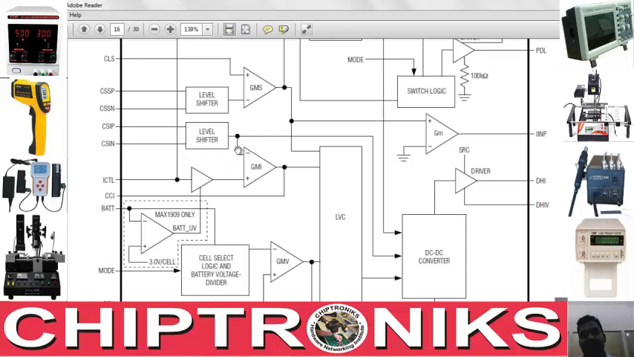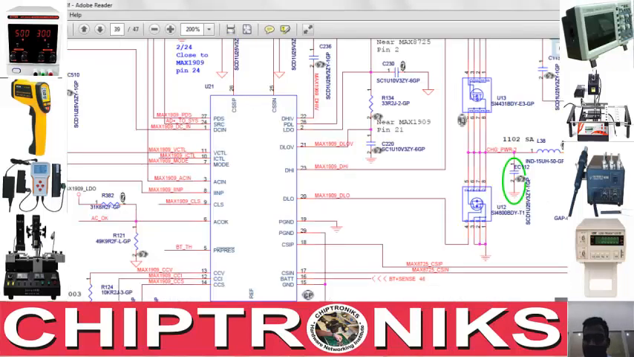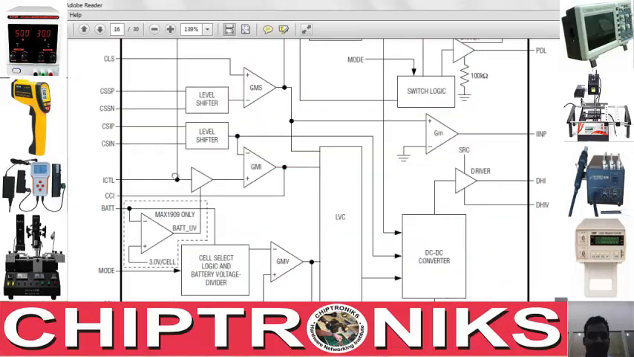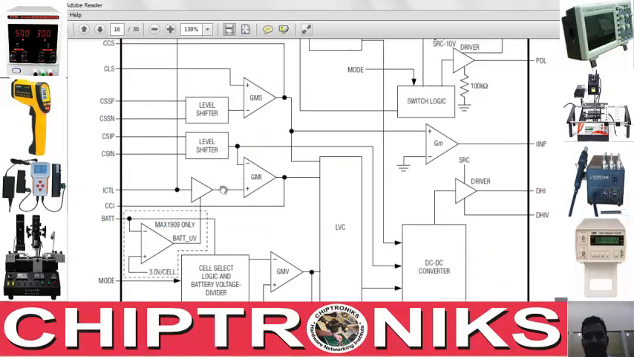You see over here this level shifter and this ICTL, they are connected. This ICTL is an output from the IO controller. It determines the maximum charging current, okay? And this CSIP and CSIN are connections from the register. From this register, this CSIP and CSIN are going to a level shifter, and they are both determining to LVC.